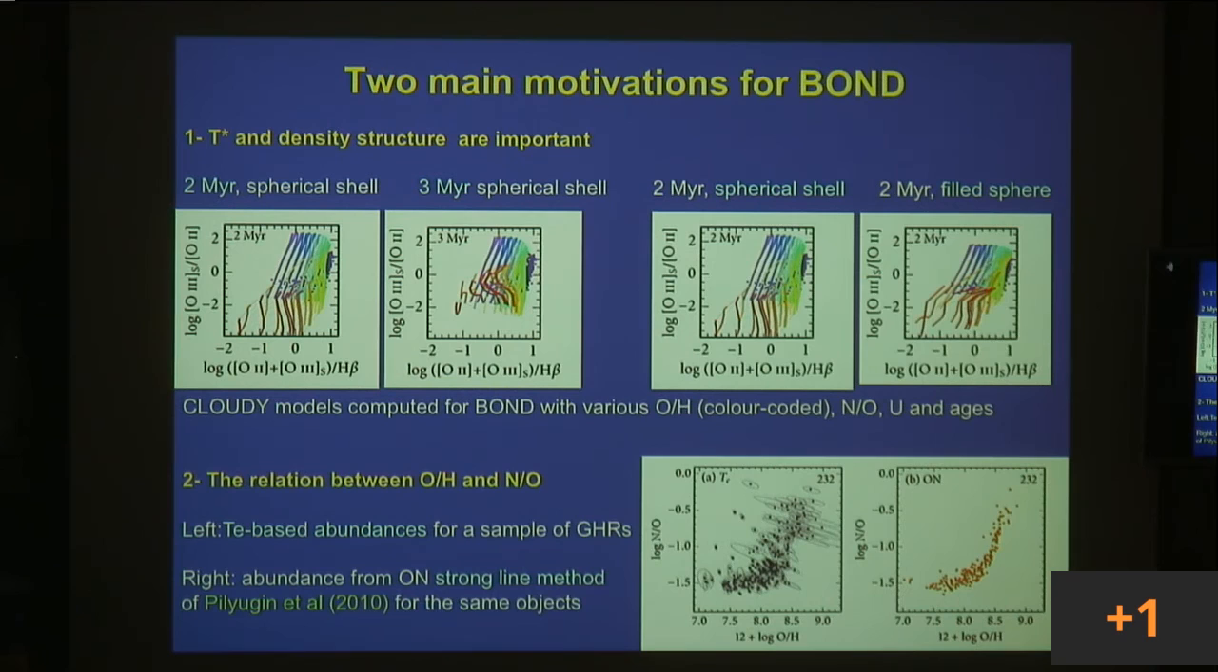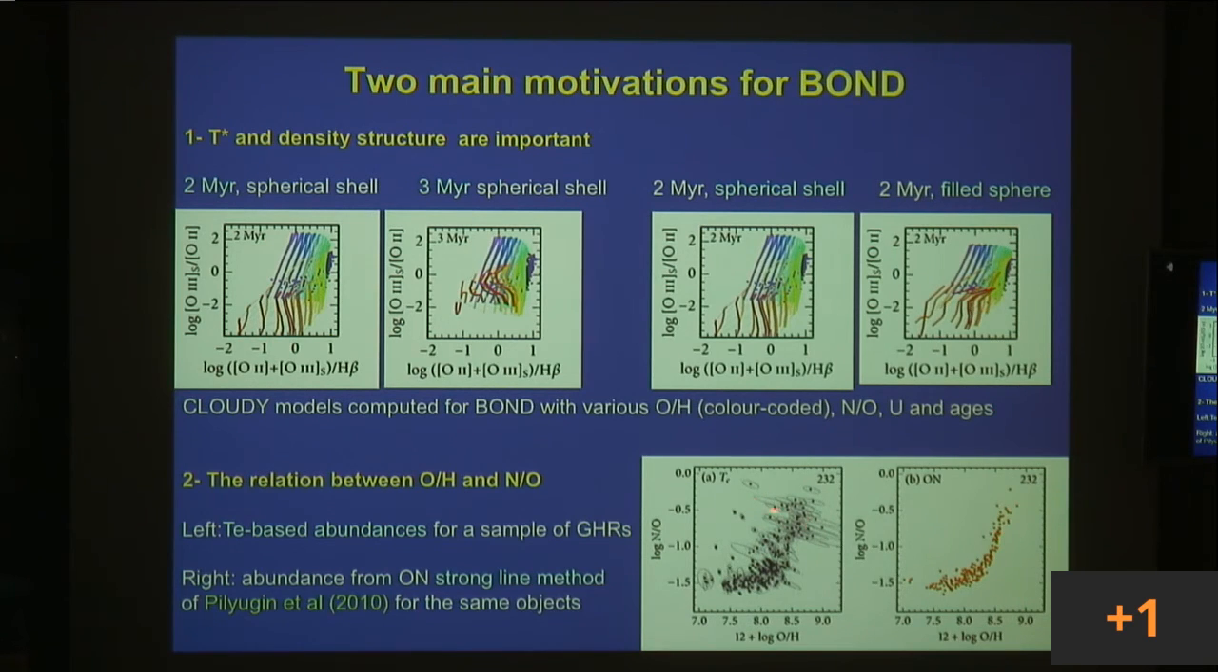The other problem is the relation between O/H and N/O. So this is for a sample of giant H2 regions with very good observations. And these are the direct abundances, N/O versus O/H, with the associated errors. And this is for the same H2 regions, the N/O over O/H, using a strong line method, the one by Pilyugin. So you see that these plots are completely different. Now, which one is closer to reality? For the moment, we don't know.